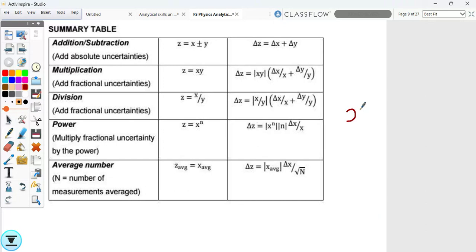Variable, that is what we're going to add. For multiplication and division, we're going to add the fractional uncertainties. And I know it's a bit weird because it's not change in, we show an uncertainty with delta z as well, because it's kind of the change in the value, if you think about it, because it would be plus that or minus that, and therefore you could actually see it like that.